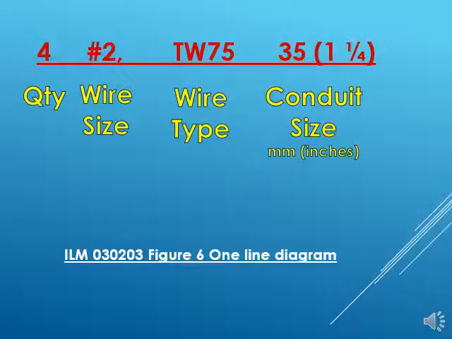And note, we have a wiring callout. On some of your diagrams you come across, you'll see wiring callouts. Your first number is your quantity. Your second number is your wire size, your wire type, and a conduit size given in millimeters and inches.